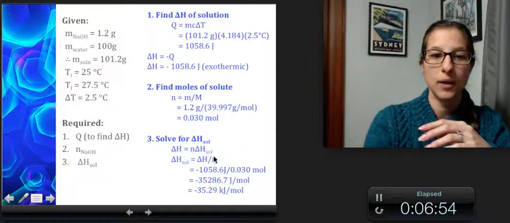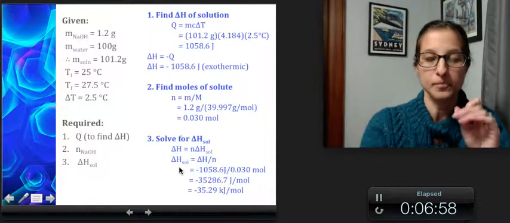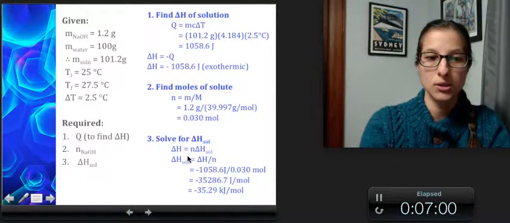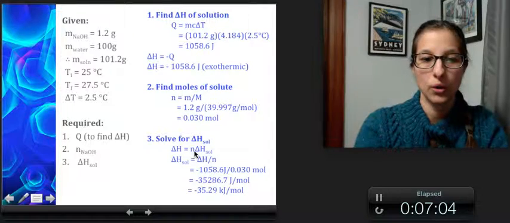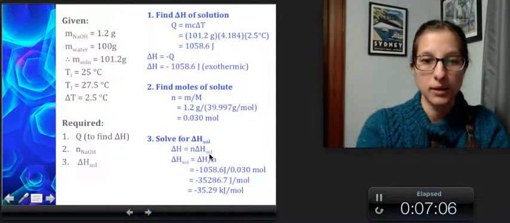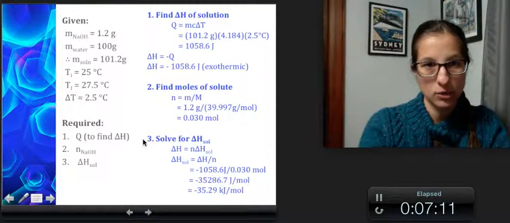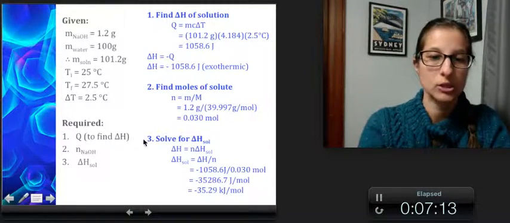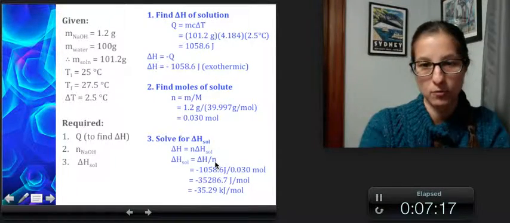Okay, now we have to rearrange this equation to solve for molar enthalpy. This right here is multiplication. So to get this by itself, we divide it by the number of moles. Whatever we do to this side of the equation, we've got to do to that side of the equation. And so we are going to divide this by the number of moles as well.